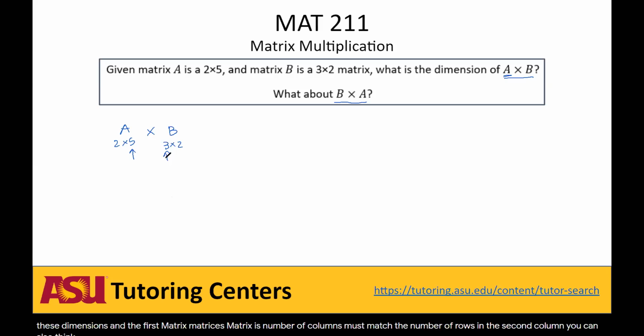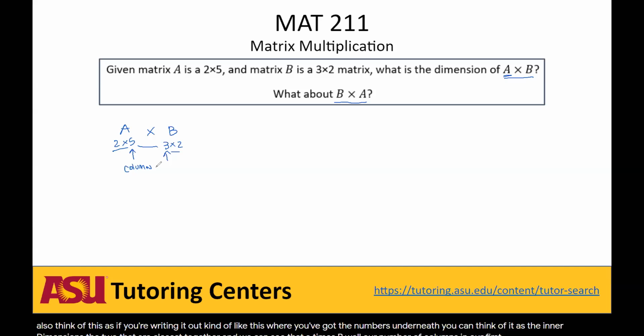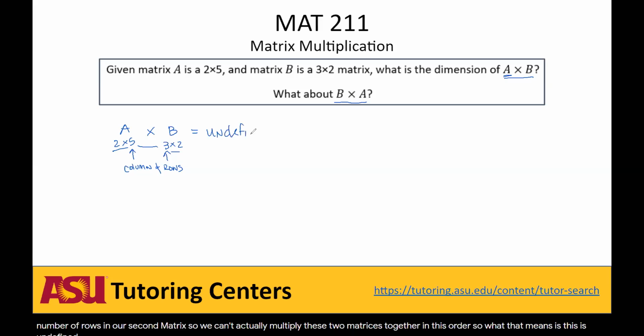You can also think of this as, if you're writing it out kind of like this, where you've got the numbers underneath, the inner dimensions, the two that are closest together. And we can see that for A times B, our number of columns in our first matrix does not equal our number of rows in our second matrix. So we can't actually multiply these two matrices together in this order. So that means this is undefined.